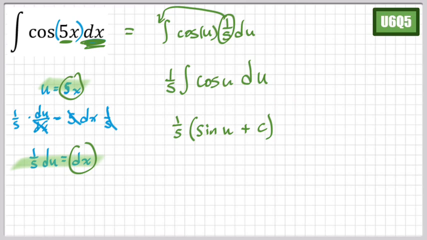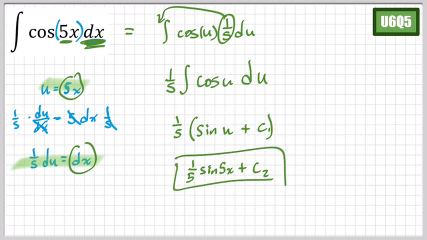So now we have 1/5 sine. Speaking of lazy, I'm going to go ahead and sub the u in at the same time, which is simply 5x. And then we go plus c. Technically, this c is different than this c because we multiplied it by 1/5. I could have written it as 1/5 times c sub 1, but why? We can be lazy and just write c sub 2. It's another constant that we don't care about.